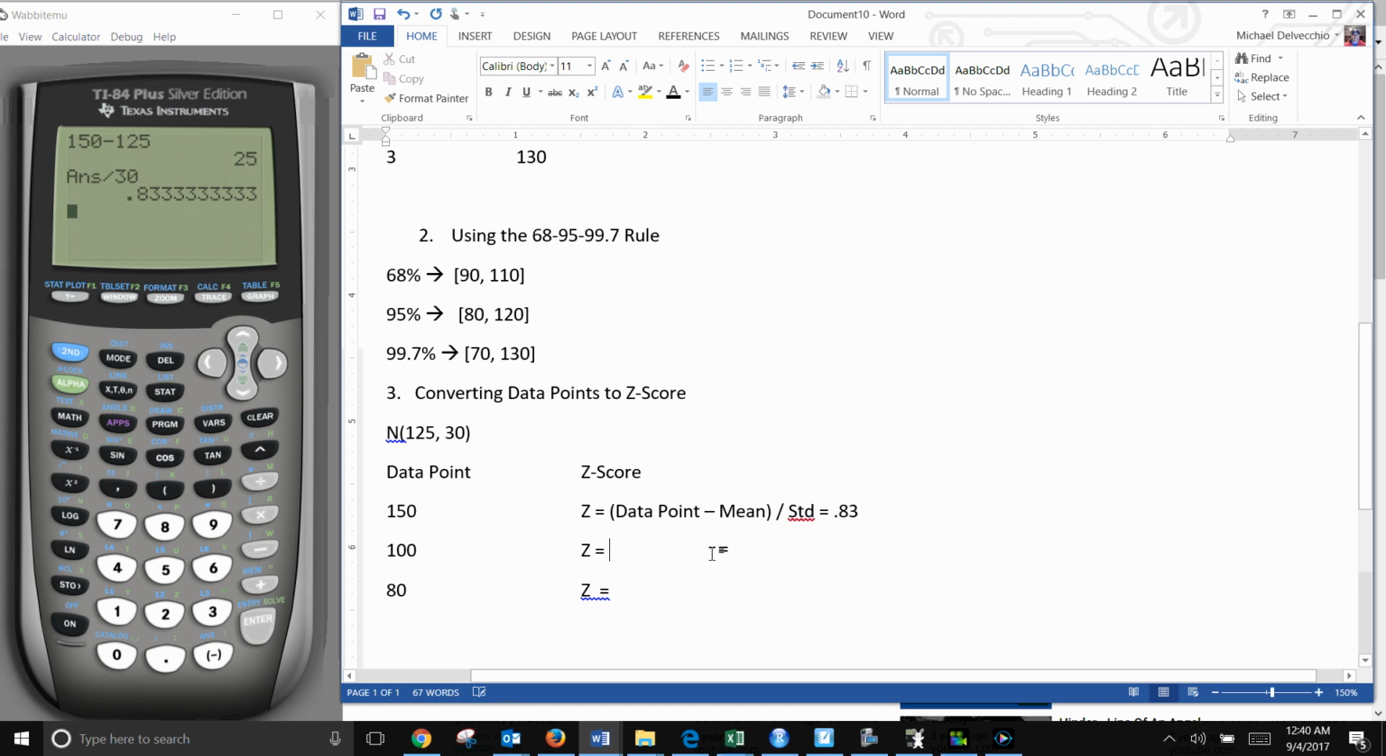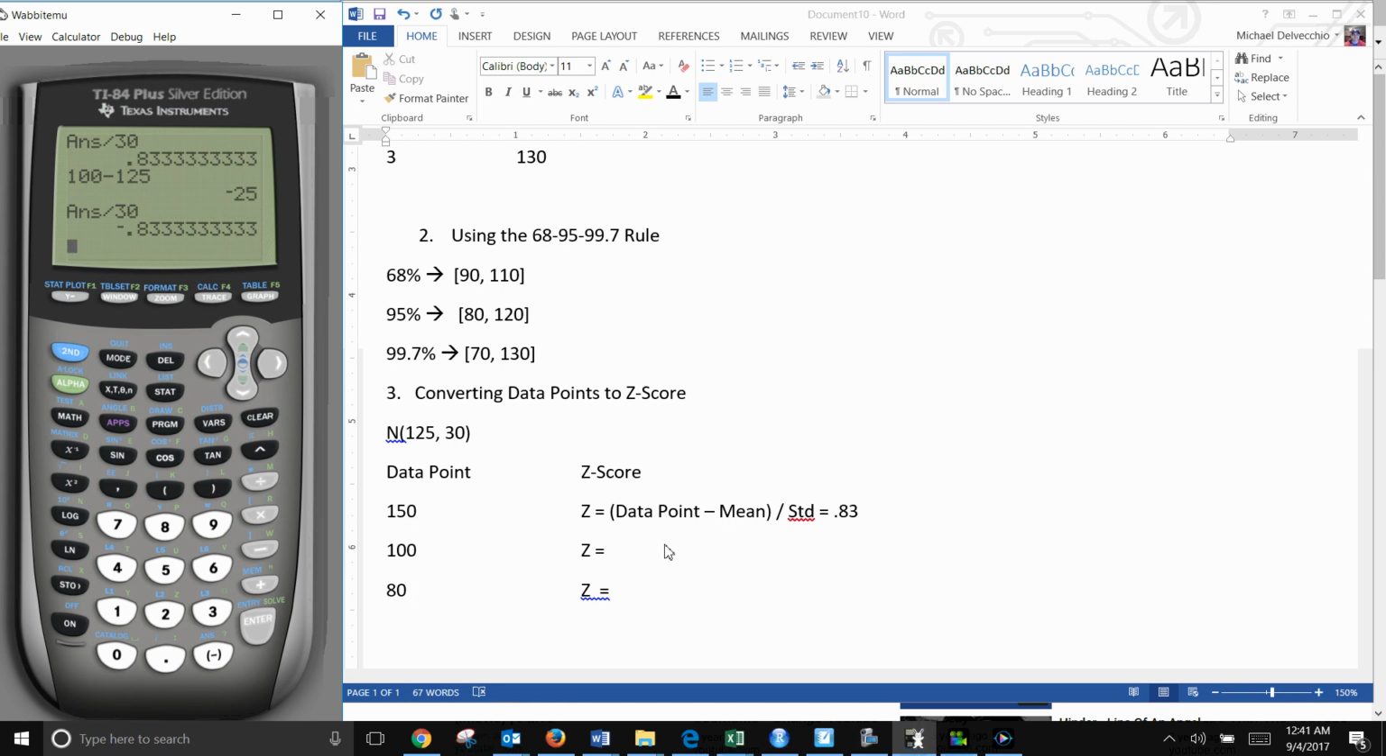Now here, for the data point 100, we'll just go ahead and do 100 minus 125, enter, and then divide that by 30. Now notice this score is less than the mean, so it should be a negative z-score. This one turns out to be negative 0.83.